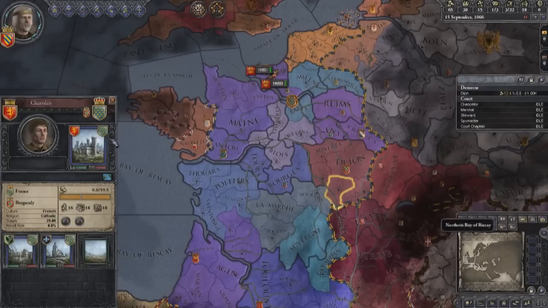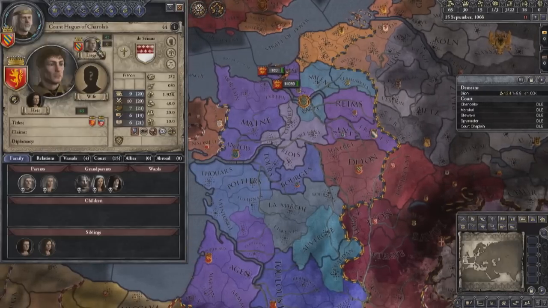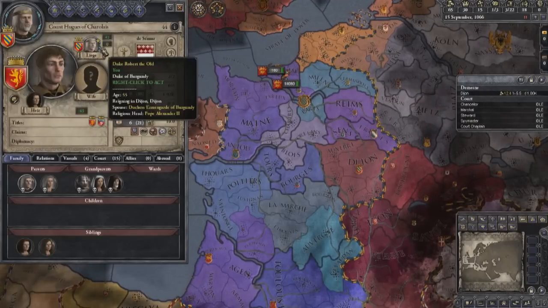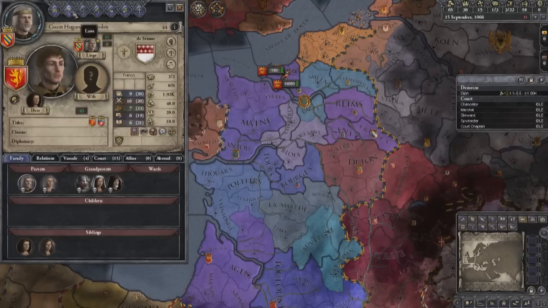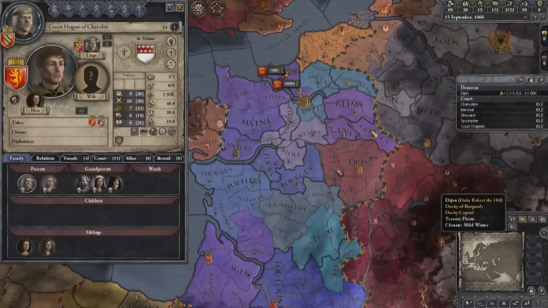If these titles are the land I actually do hold, well, you can see these other parts of Burgundy are held by people who aren't me, but they are my vassals, because you can see I am their liege. That means they have to provide me with troops, and if I set the laws that way, taxes.